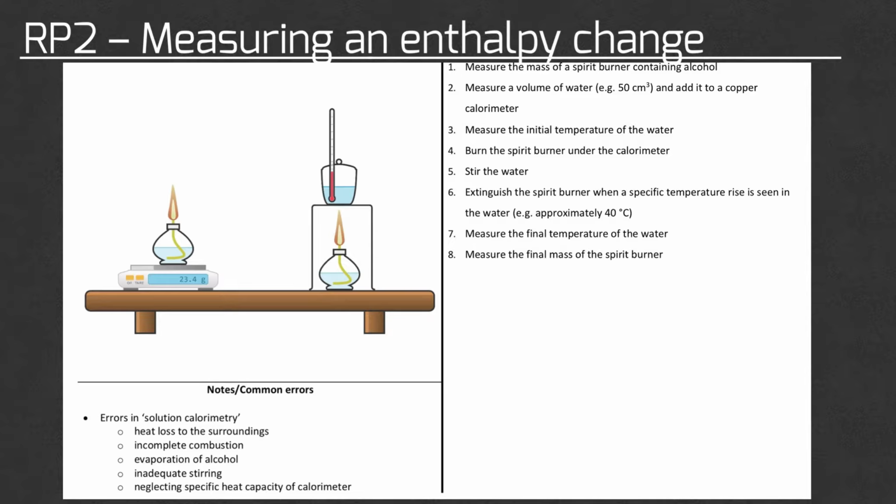As in the example we've looked at a moment ago, there are some specific errors you need to be aware of with this practical. Like before, you could have some heat loss to the surroundings, which isn't considered in your calculation. You could have some incomplete combustion taking place. Some of the alcohol could have evaporated as opposed to have been burnt. Therefore, you might have a slight difference in the mass readings between the actual mass burnt. If there was inadequate stirring, your temperature change might not be consistent throughout. And again, you're neglecting the specific heat capacity of the calorimeter, so your readings might not be entirely accurate in terms of the temperature which has gone directly into the solution as opposed to into the calorimeter itself.